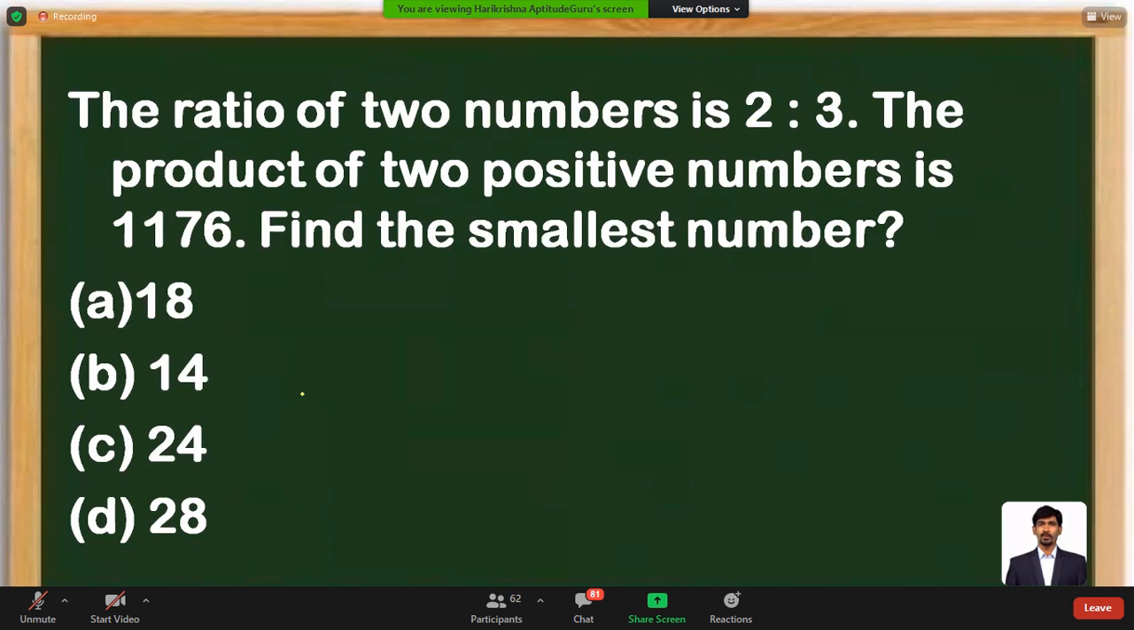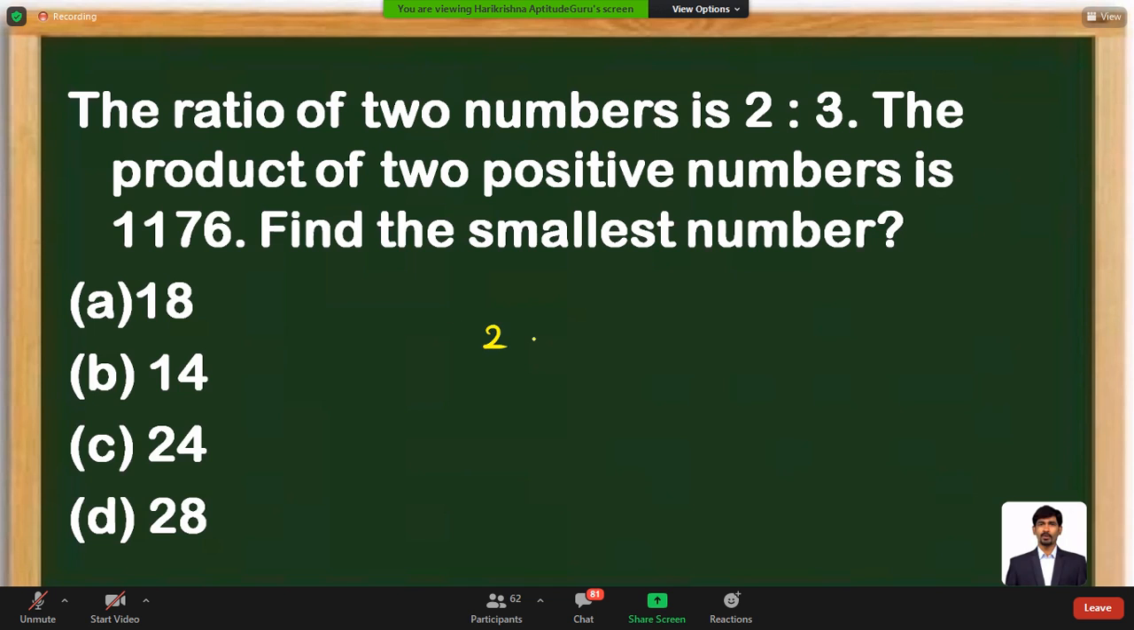Look at the next question available on the screen. Ratio of the two numbers is 2:3. The product of two positive numbers is 1176. What is the smallest number?